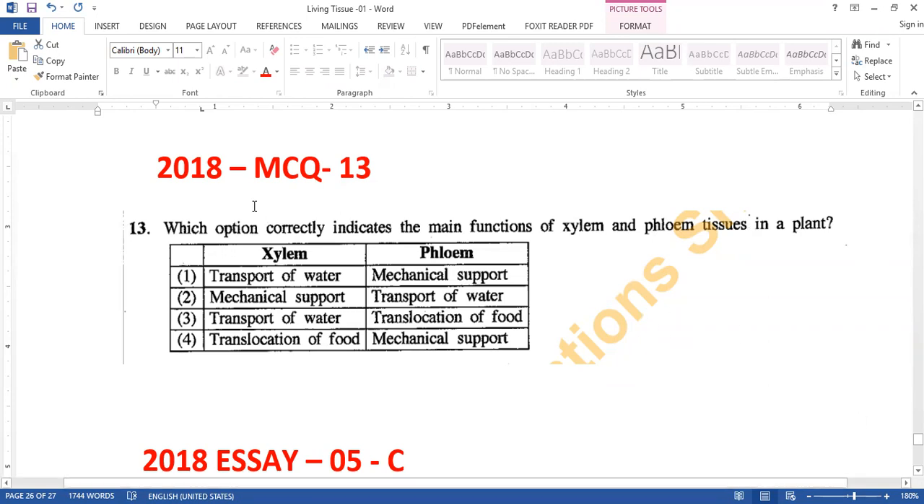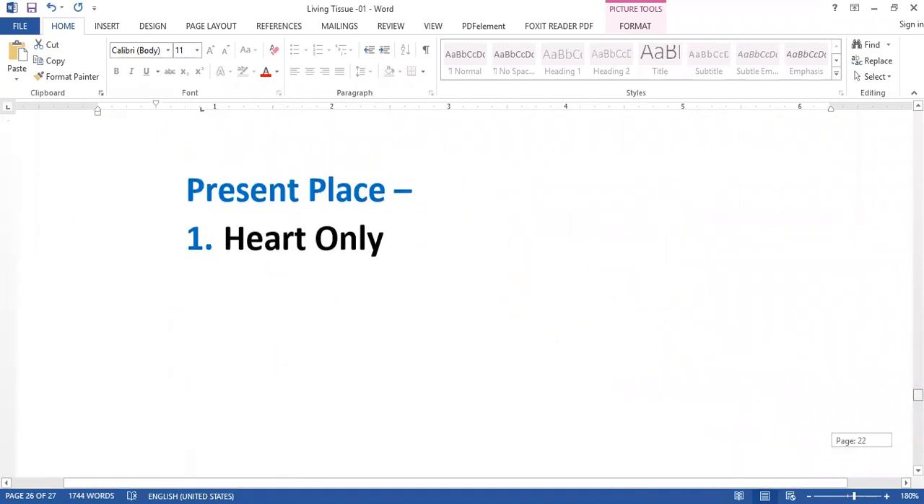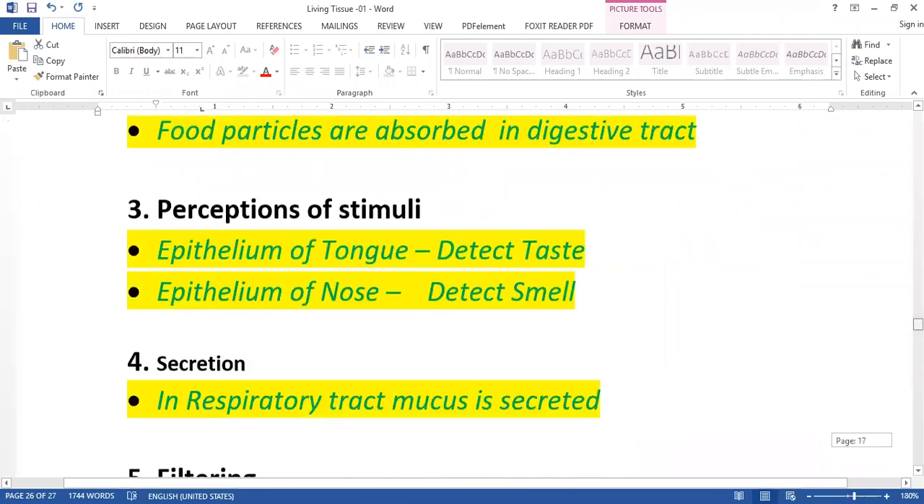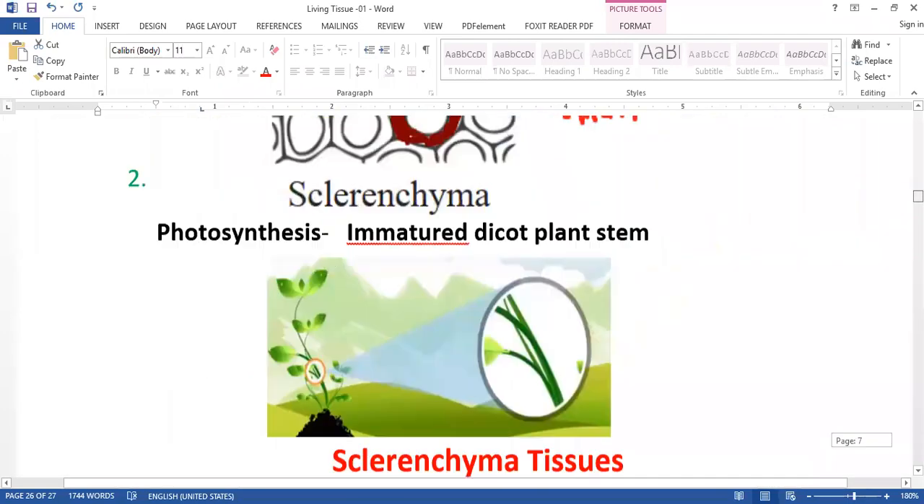Which option correctly indicates the main functions of xylem and phloem tissue in plants? Xylem is a type of complex permanent tissue, and phloem is also a complex permanent tissue. But the problem is there are loads of functions we have studied for xylem and phloem. If you look at this one.